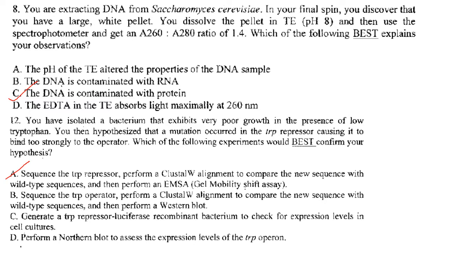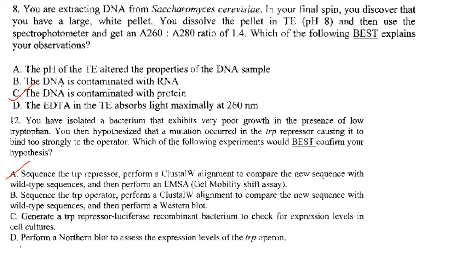Next one. You are extracting DNA from Saccharomyces cerevisiae. If in your final spin you discover that you have a large white pellet, you dissolve the pellet in TE buffer, then use the spectrophotometer and get an A260 by 280 ratio of 1.4. Which of the following best explains your observation? So here you are doing the process of isolation of DNA from Saccharomyces cerevisiae. You have come to the final spin stage and you have got a large white pellet. Then you dissolve the pellet in TE buffer. The large white pellet is with DNA.